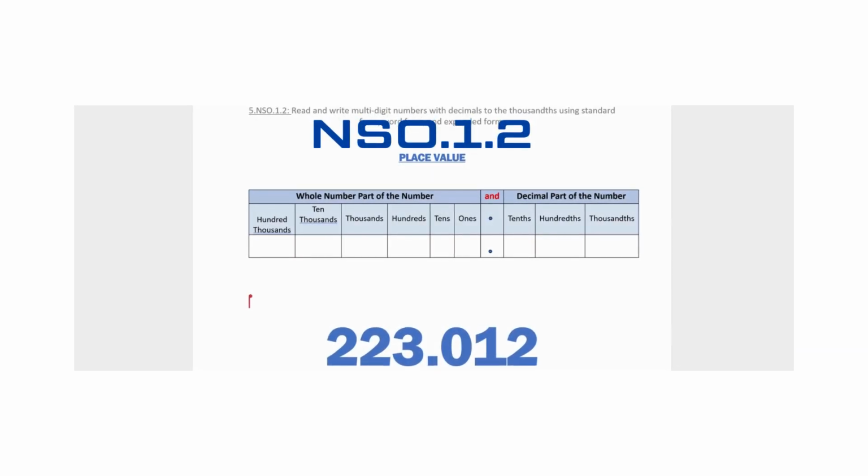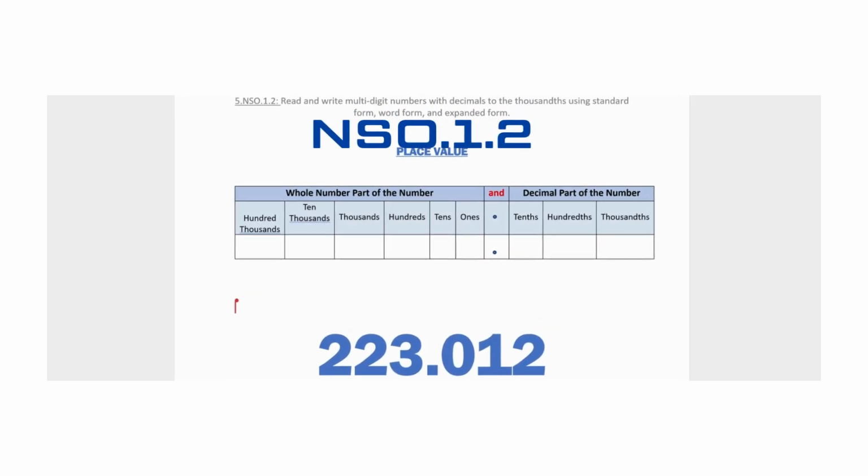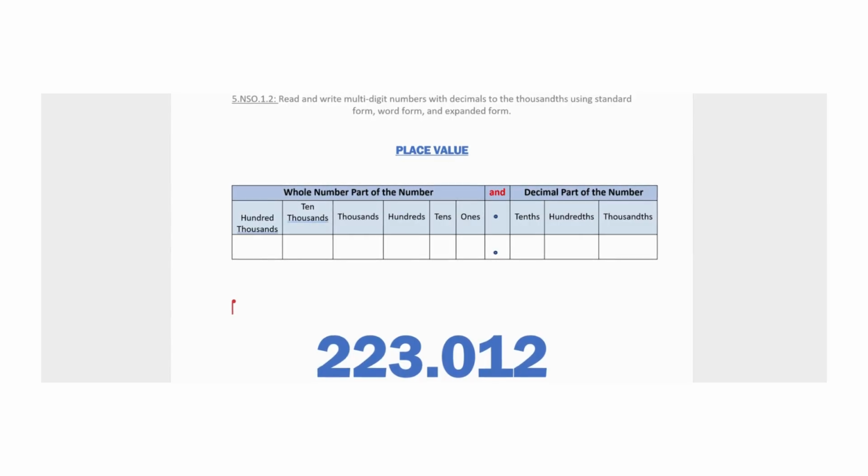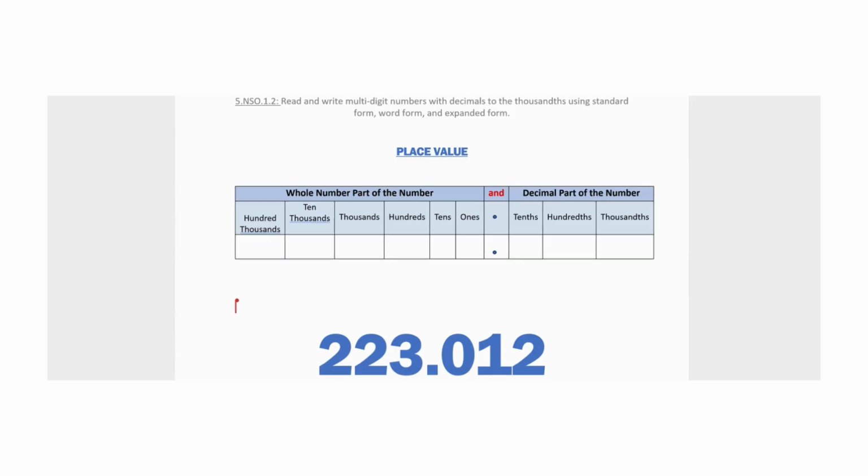The standard for today is NSO.1.2, which states read and write multi-digit numbers with decimals to the thousands using standard form, word form, and expanded form. Now, before we get to breaking that down, let's go back to understanding this place value chart. Just as a reminder from a previous video, on the left side of the decimal, we have our whole numbers. And on the right side of our decimal, we have our parts of whole numbers. And these are all connected by that decimal, and we use the word and.